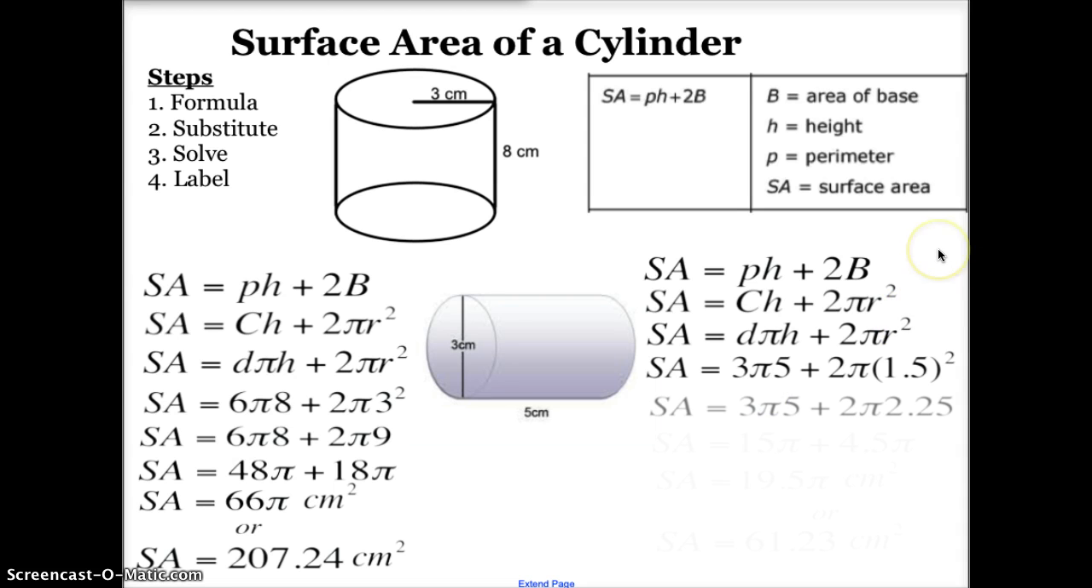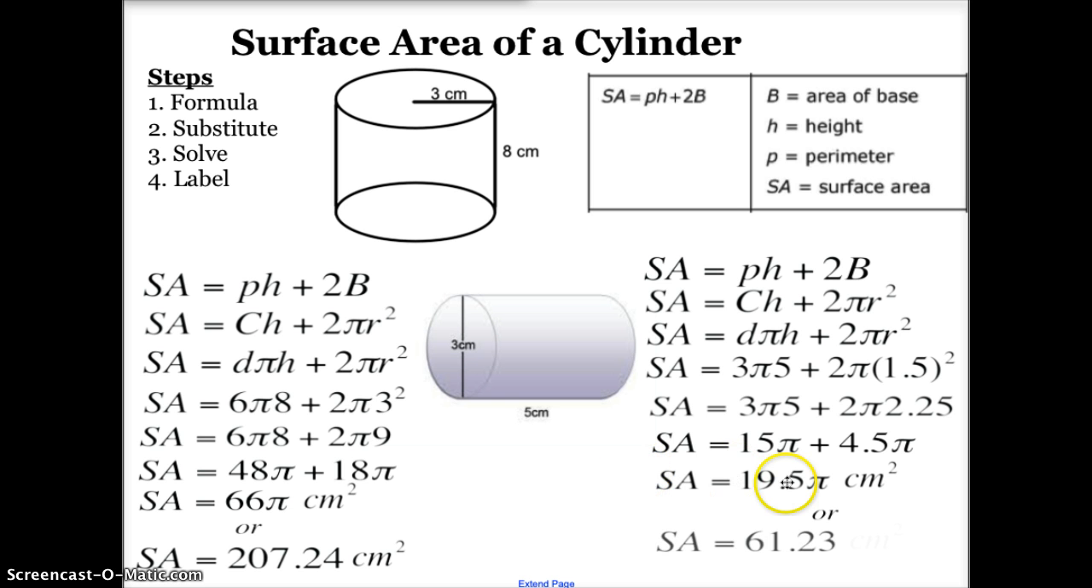Next, just like before, I'll square the 1.5 and get 2.25. Notice everything else is staying the same. Now I'll multiply around the pi, and I get 3 times 5 is 15 pi. 2 times 2.25 is 4.5 pi. If I add up all the pi together, I get 19.5 pi, and that's also going to be centimeters squared, because I need to make sure I have my units. Or another way to write that is if I multiply 19.5 times 3.14, I get 61.23, and my units are going to be centimeters squared.